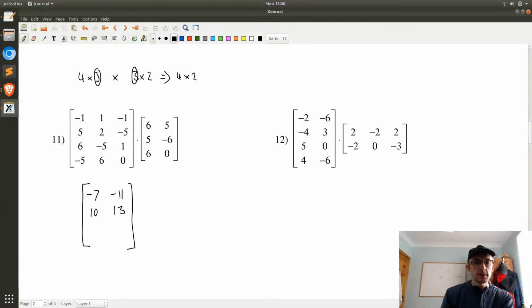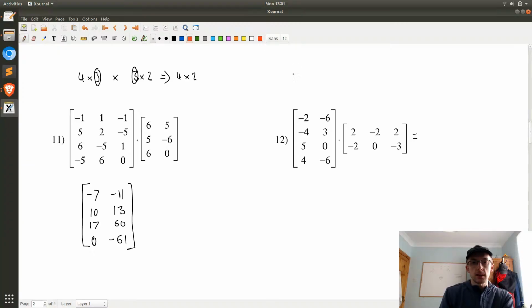Then 36, take 25, add 6. So 42, take 25, which is 17. Then 30, add 30, which is 60. Then negative 30, add 30, add 0, which is 0. Then negative 25, take 36, which is negative 61.